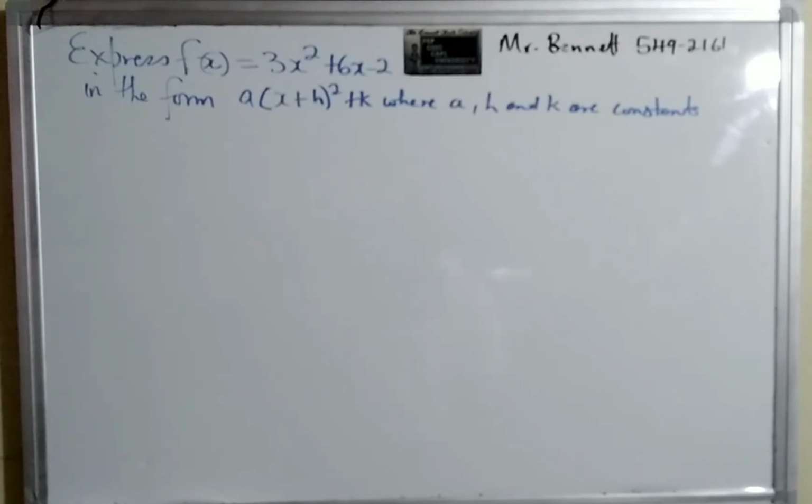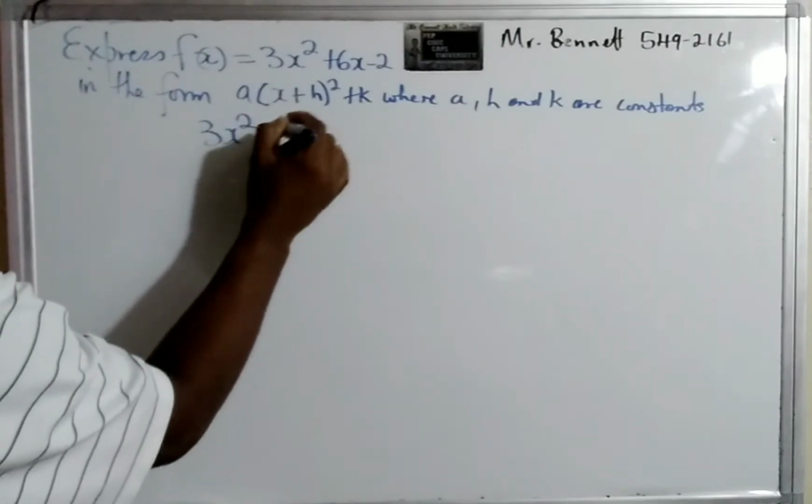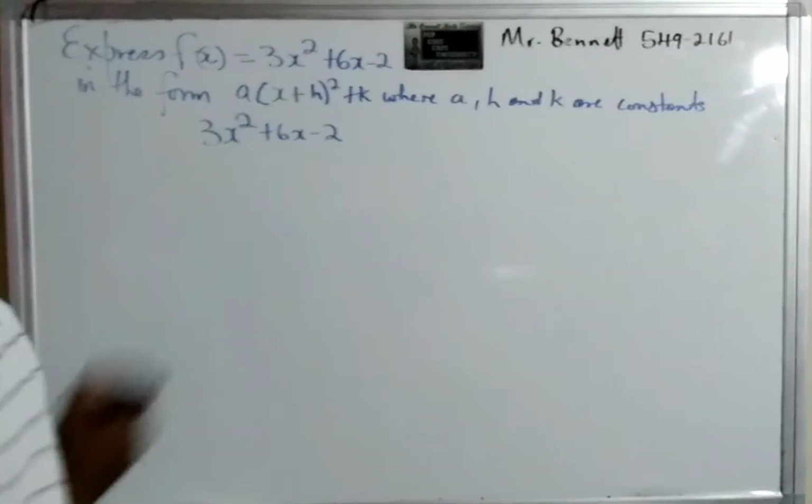Very interesting question. It has more than one part, so when we reach that part I will discuss it. It says express f(x) = 3x² + 6x − 2 in the form a(x + h)² + k, where a, h and k are constants. This is just the first part of the question, so let us rewrite it here: 3x² + 6x − 2.